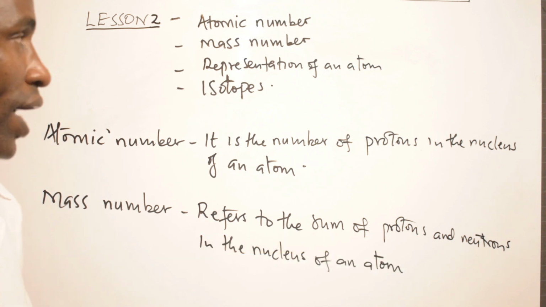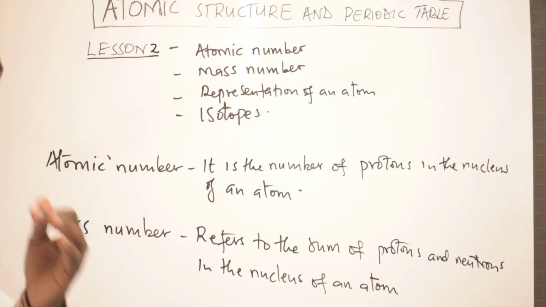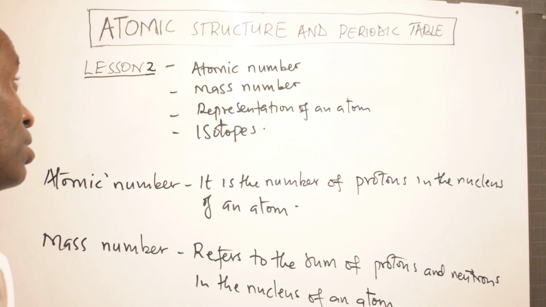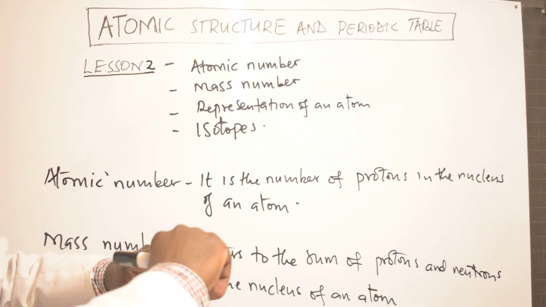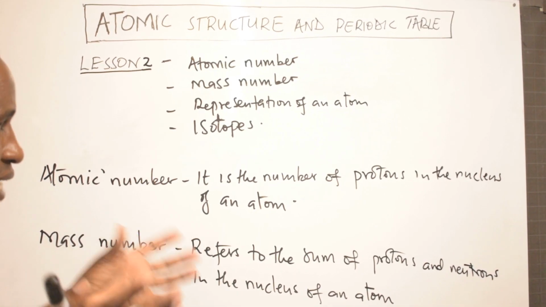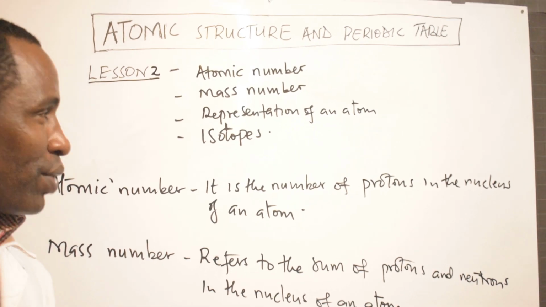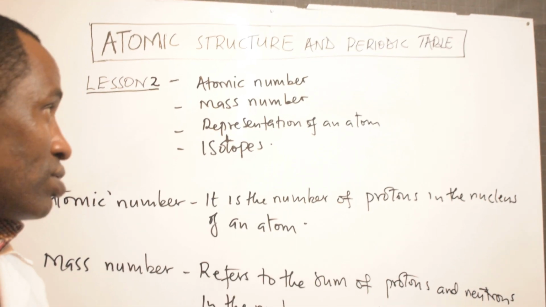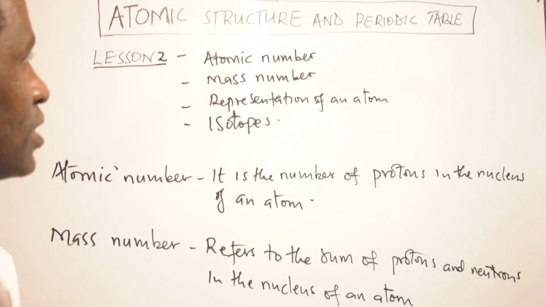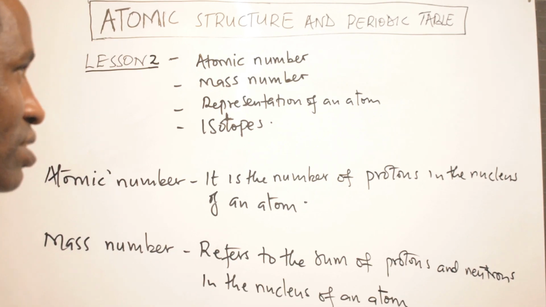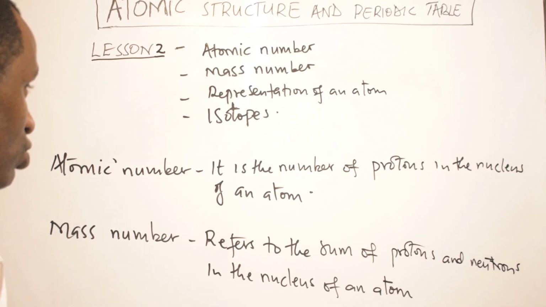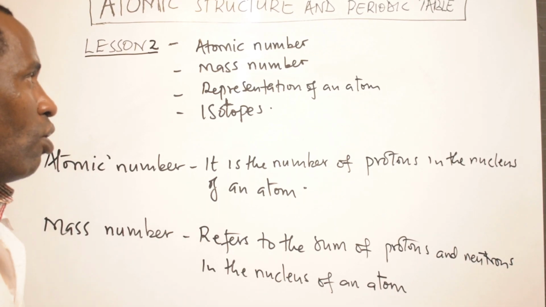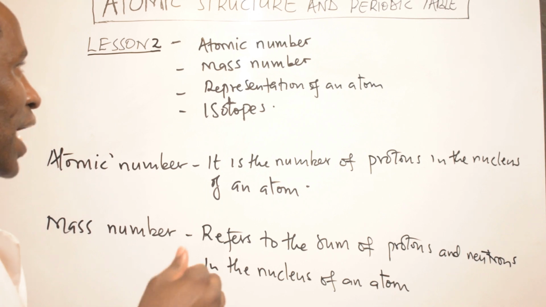In my first lesson, I mentioned the atomic structure, and I think we said that an atom contains the nucleus. It also has the part outside the nucleus, which comprises the energy levels. And we mentioned that the electrons are found in this region where we have the energy levels.